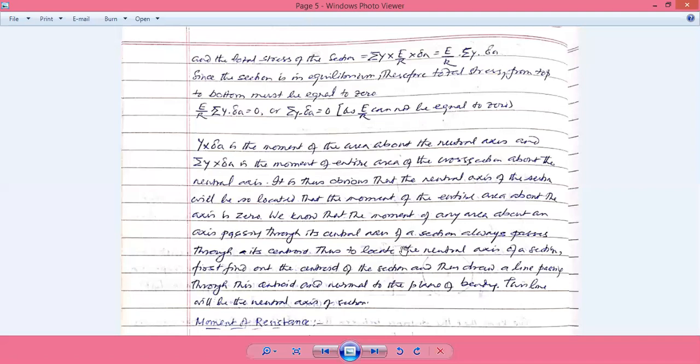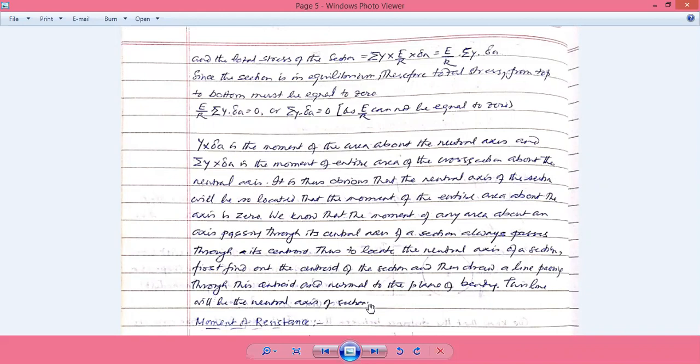So to locate the neutral axis of the section, first we have to find out the centroid of the section. Then draw a line passing through the centroid and normal to the plane of bending. This line is the neutral axis of the section itself. So what is most important here is the centroid, because the neutral axis of any section always passes through the centroid itself.